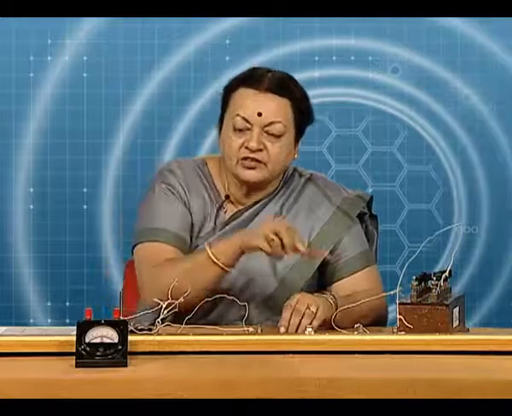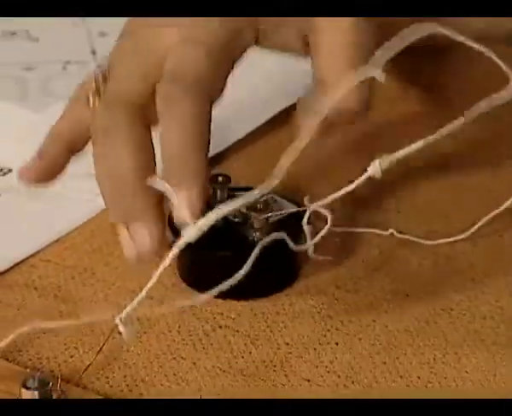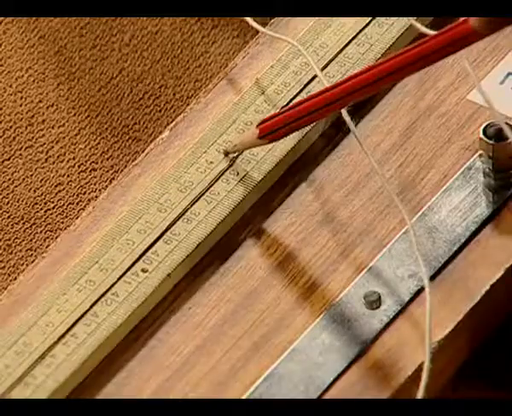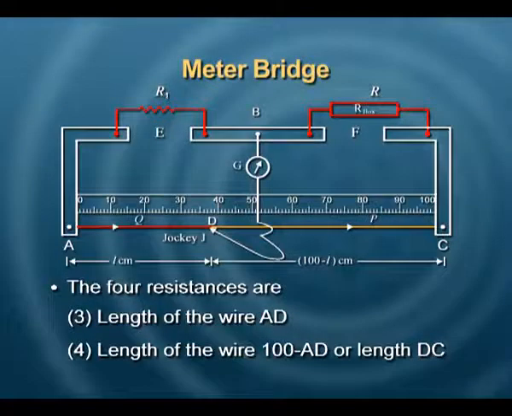Because you have the ratio of these resistances being the same, this can be utilized for finding out the value of any resistance for which we do not have the exact value, by just using a known resistance. That means finding point D on wire AC where there is 0 deflection, and then 100 minus AD, using a suitable formula which uses the ratio of the resistances, you can find the value of unknown resistance.